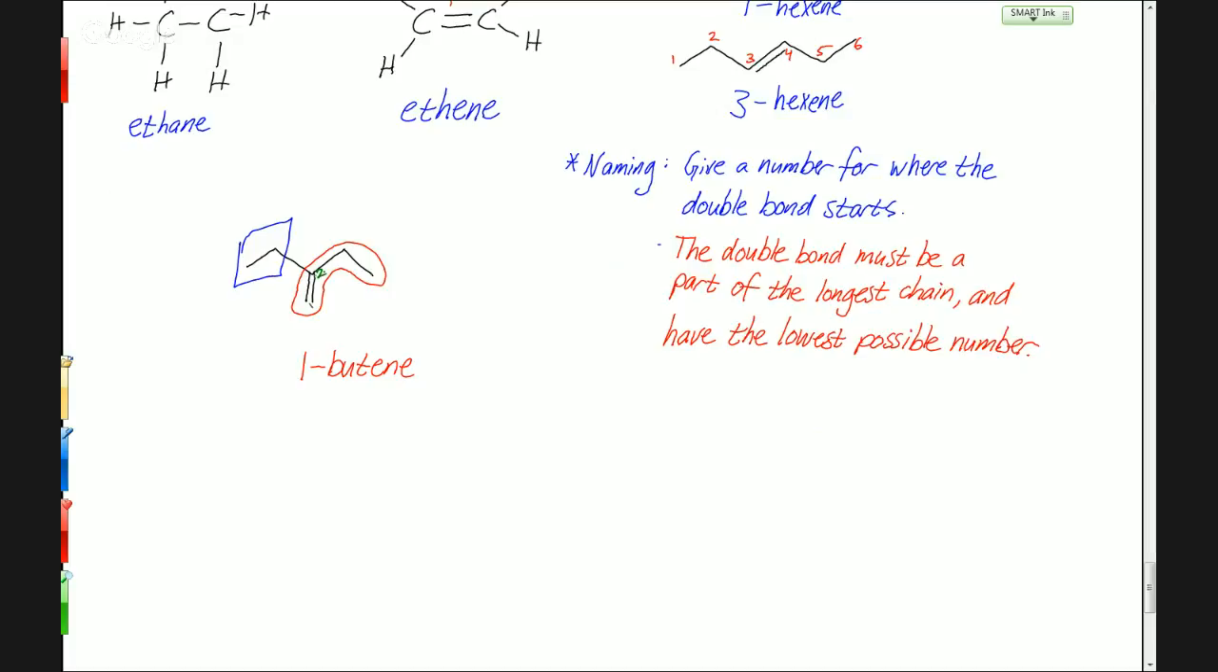And then what kind of a substituent is that? So 1, 2, 3, 4. What kind of a substituent is circled in blue there? How many carbons? 2. So that's an ethyl, and that's connected to carbon number 2. So this becomes 2-ethyl-1-butene.